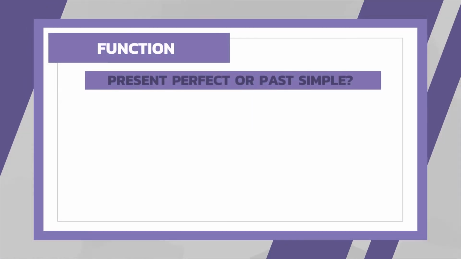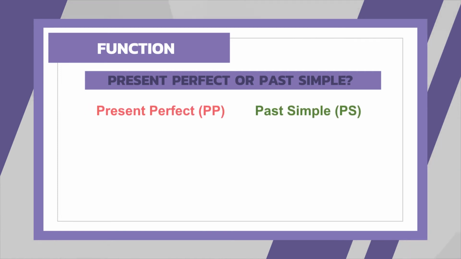Present perfect or past simple. Okay, I will show you the functions and match between PP or PS. You will use PP or PS. PP stands for present perfect and PS stands for past simple. I will give you around 2 minutes to do this exercise.